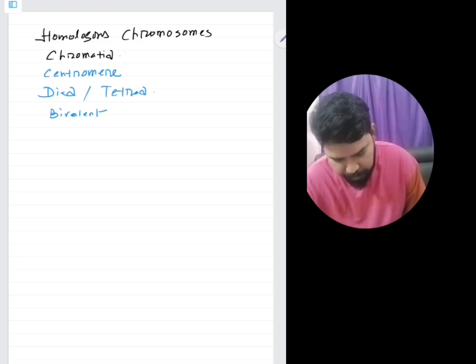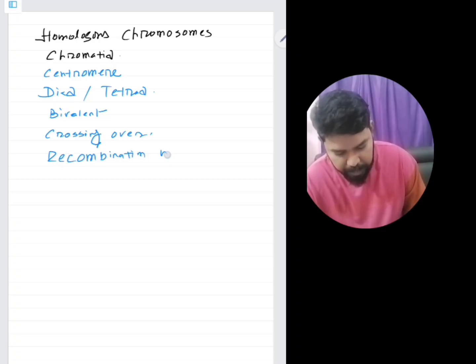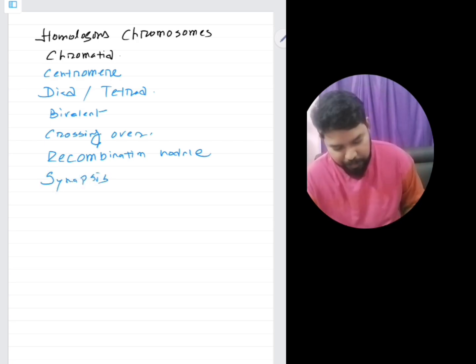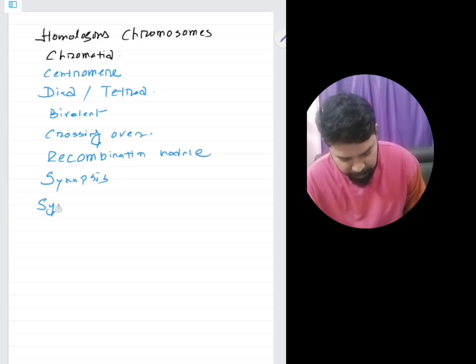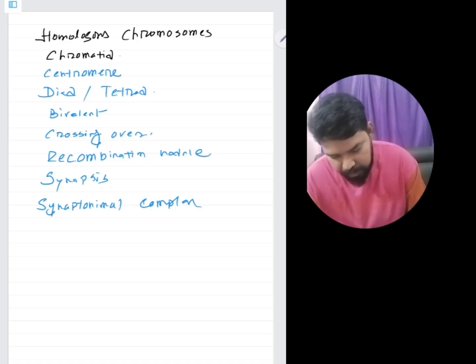Then you need to know about the crossing over. You need to know about the recombination nodule. You need to know about the synapsis. It is not the synapse, which is the junction between two neurons. It is about synapsis. You need to know about the synaptonemal complex. These terms, and when you are going to use them, you have have to know.